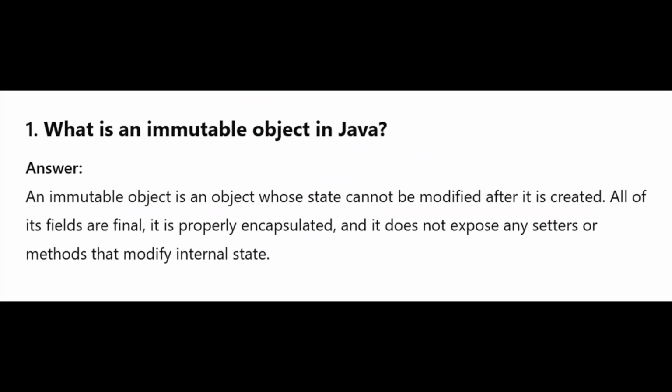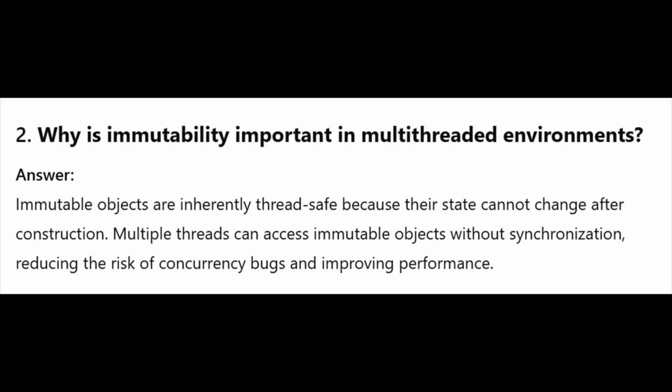1. What is an immutable object in Java? Answer. An immutable object is an object whose state cannot be modified after it is created. All of its fields are final, it is properly encapsulated, and it does not expose any setters or methods that modify internal state.